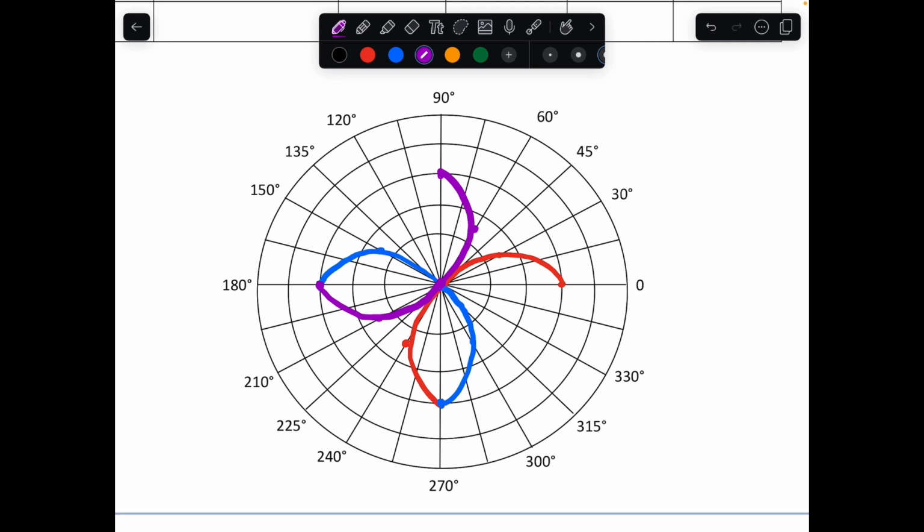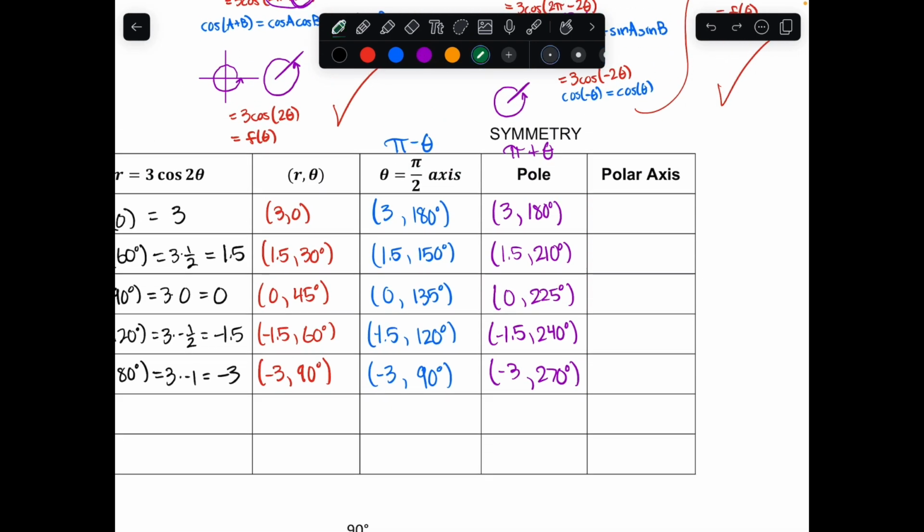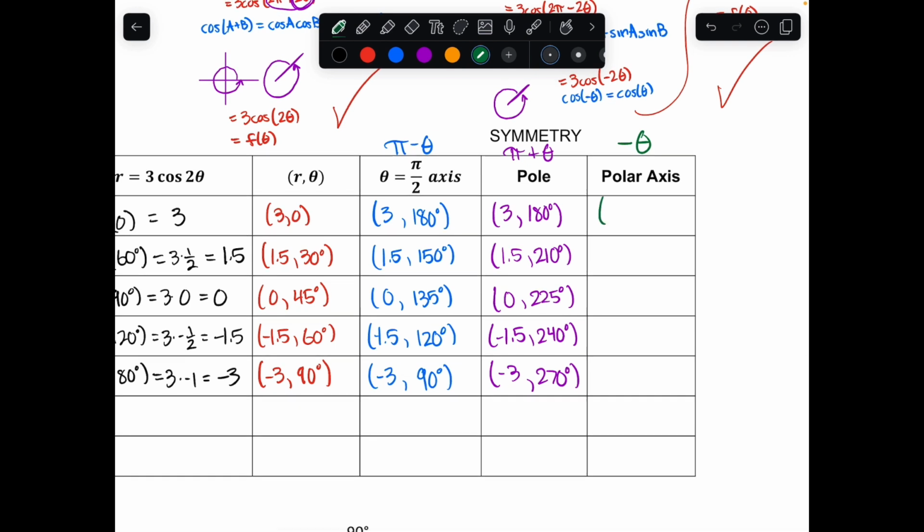Now this is starting to look really good, and it's starting to really look like this rose curve that we were expecting. We're almost done though, so let's look at our last symmetry. When dealing with polar axis symmetry, or our horizontal axis symmetry, we replaced theta with negative theta. So, just like the other ones, I'm going to write our r values in. So we have 3, 1.5, 0, negative 1.5, and negative 3. And now we'll do negative theta.